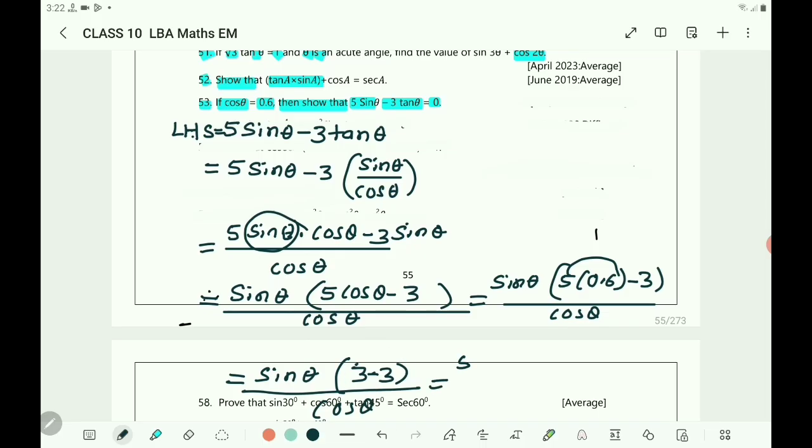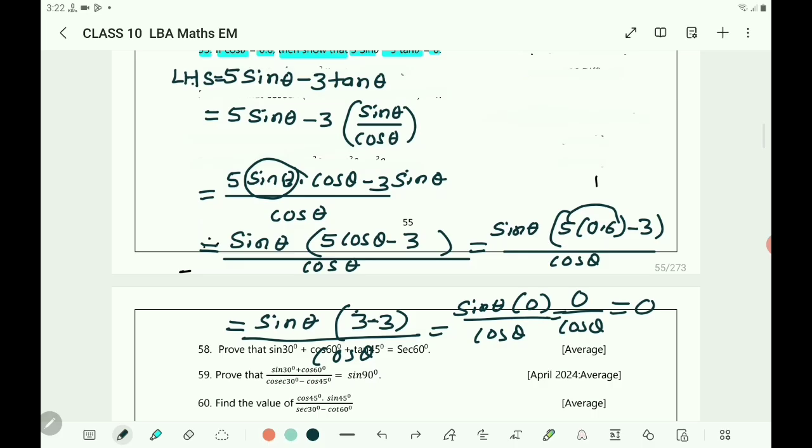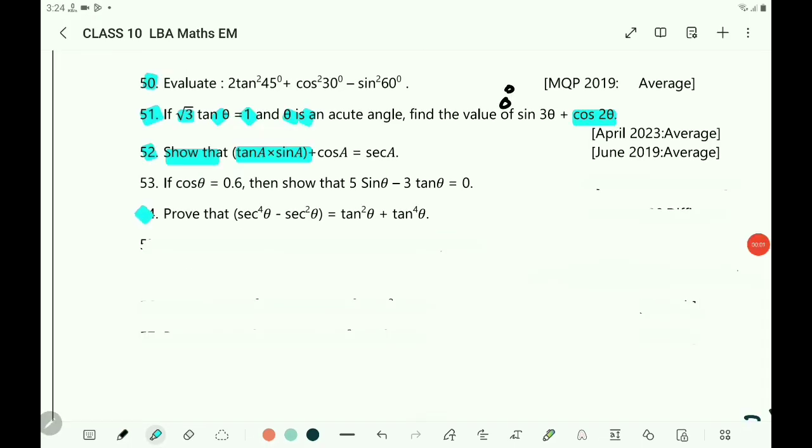So you will get sin theta into 0 by cos theta equals 0 by cos theta. Sin theta into 0 is 0 equals 0. So you got that 5 sin theta minus 3 tan theta is equal to 0. Therefore, you write 5 sin theta minus 3 tan theta equals 0. Question number 54.